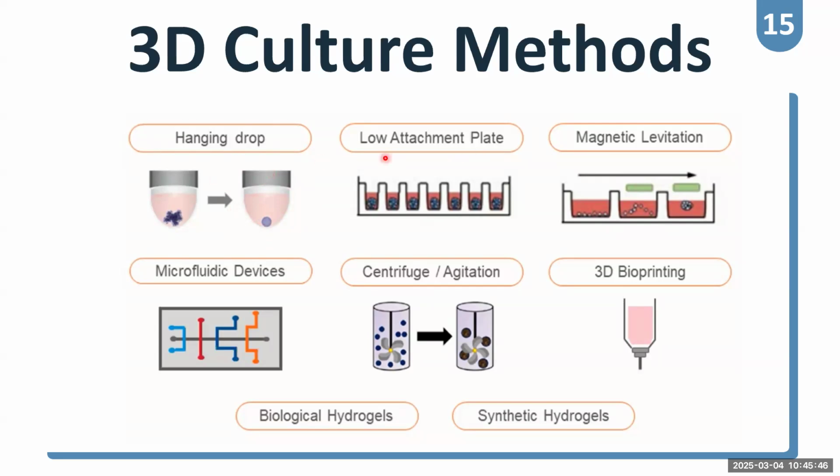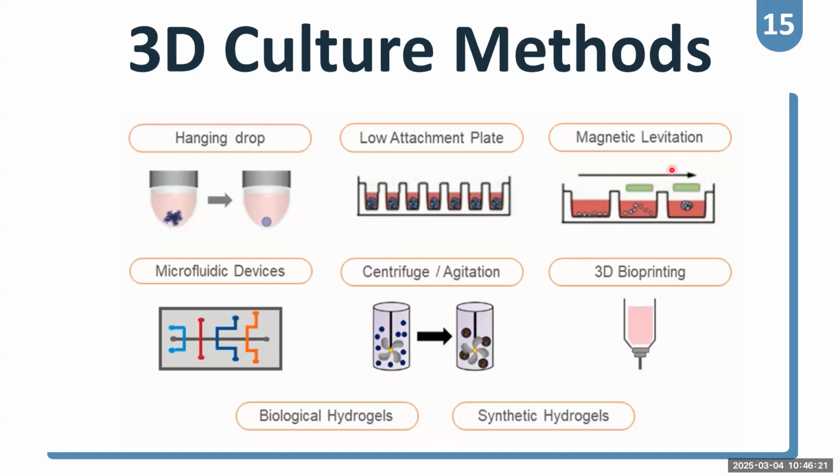And now, as I mentioned, we have the low attachment plate. They treat the plate so that it does not allow the cells to attach. If the cells do not attach to the plate, they will join and aggregate together to form the 3D structure. Sometimes we can also use Matrigel and centrifugation, centrifuging to force them to make the 3D structure.